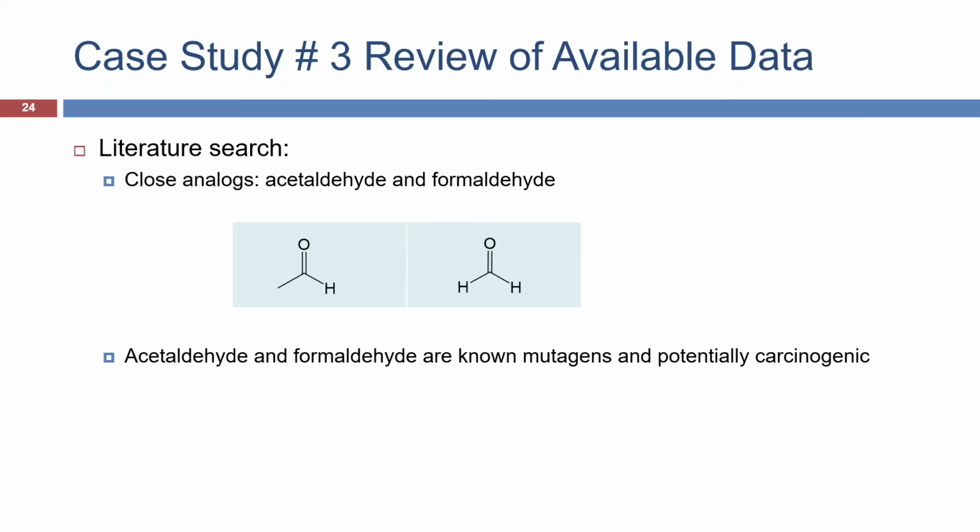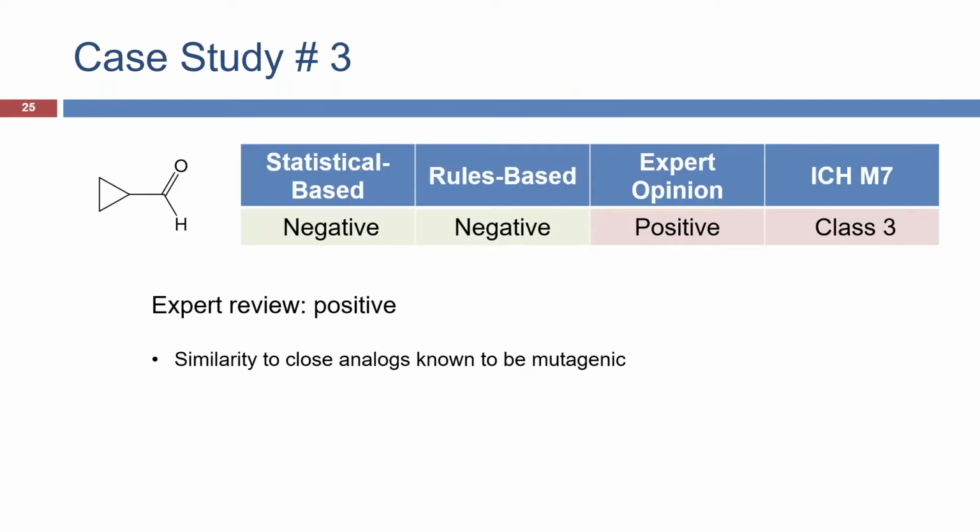So in spite of having a negative prediction in our QSAR, we felt that the similarity with some known mutagenic compounds should be taken into account, and we put this compound as positive and as a class 3, and this should be reviewed and assessed further to truly ensure that this compound is negative before we move forward with a negative prediction.